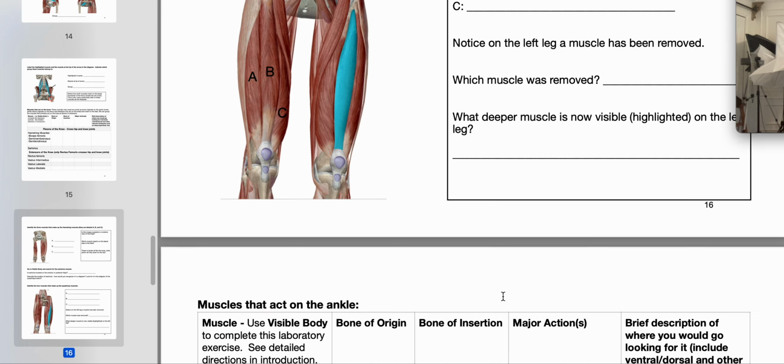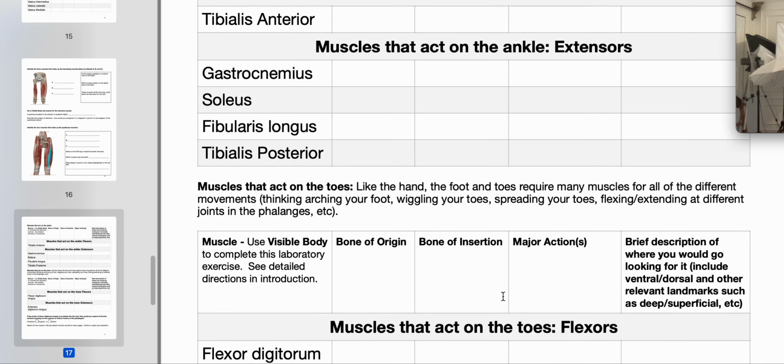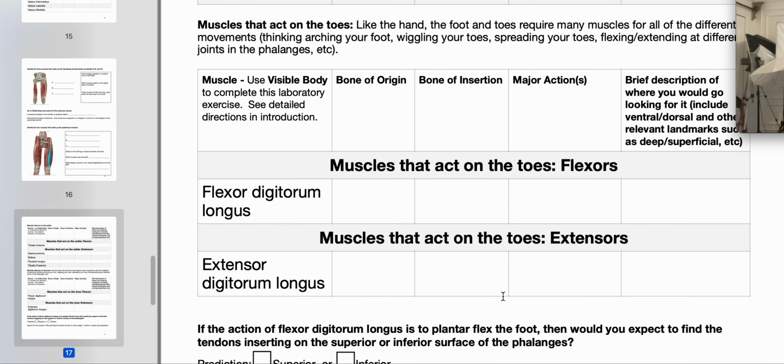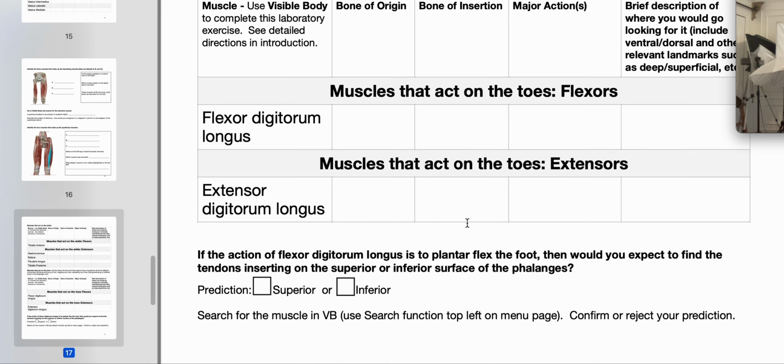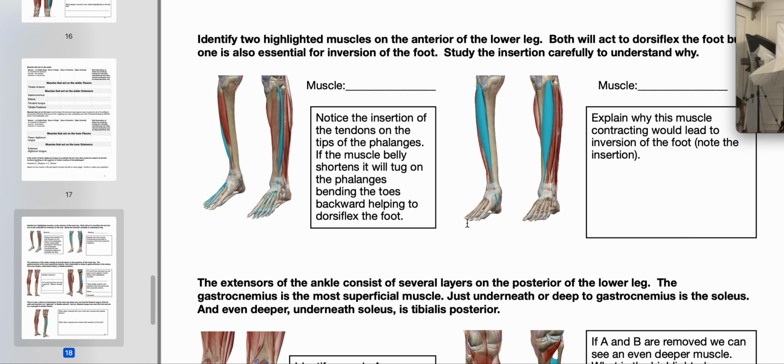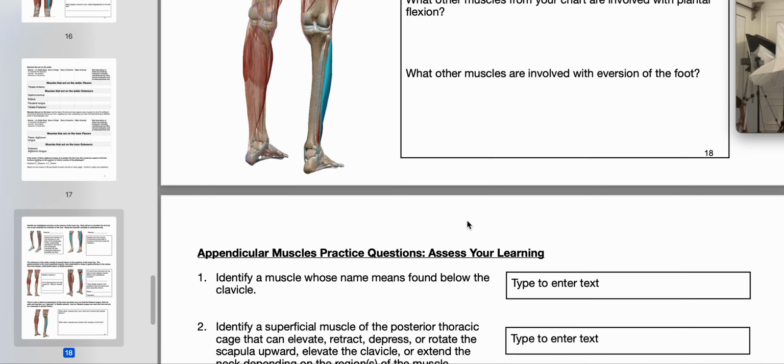bringing us all the way down to the lower leg, looking at some of the muscles that act on the ankle. We only look at really one flexor and then a number of extensors on the back of the calf, and a little bit of muscles that act on the toes. So that will walk you through all of these muscles that you need to know.